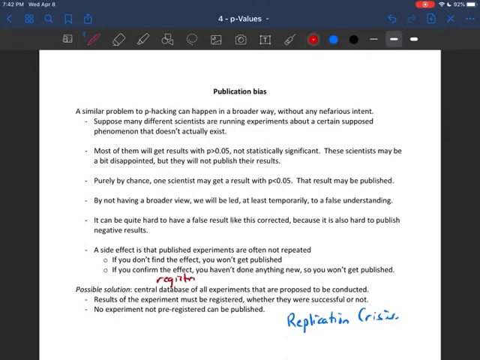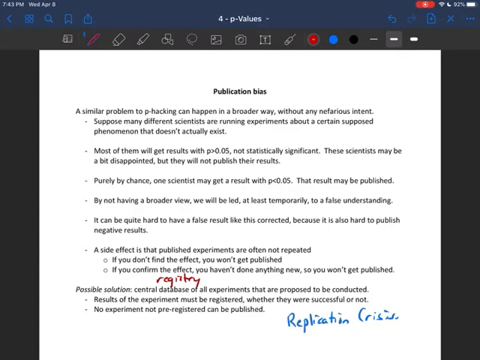So one possible solution to this is to get a central database. So basically make a registry. That's a better word for this. A registry where all experiments that are proposed to be conducted have to be registered. The results of the experiment would then have to be registered, whether they're successful or not. So it's not publication, it's just, did you do this experiment and what were the results? And then no experiments that are not pre-registered could be published.